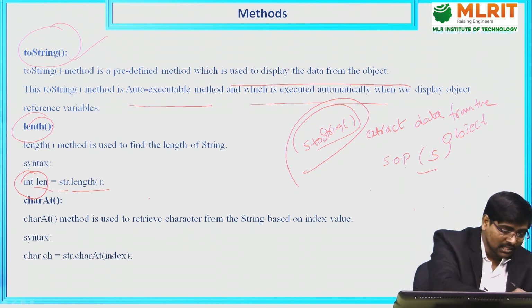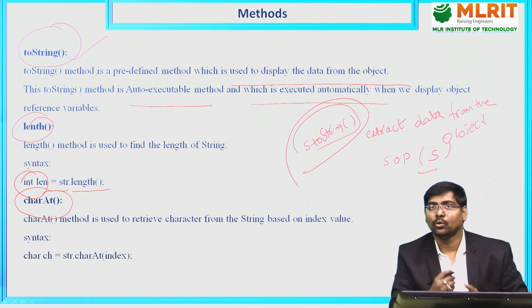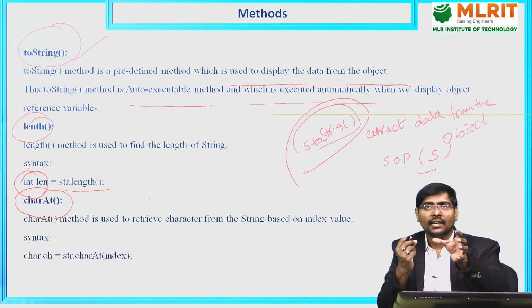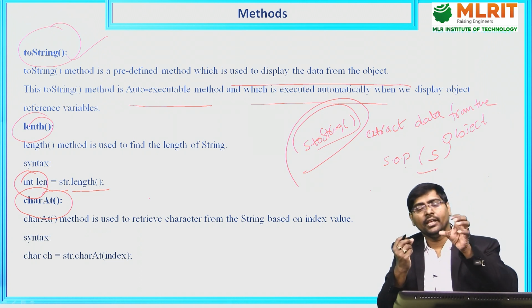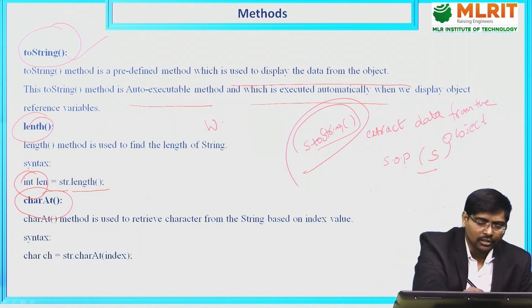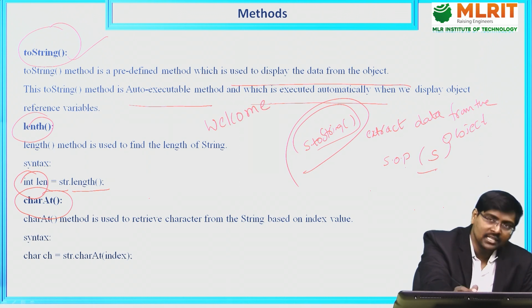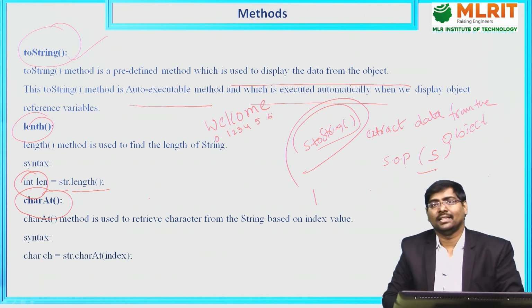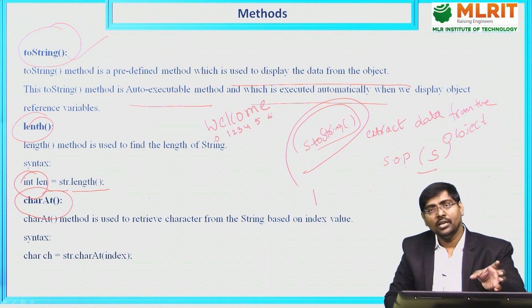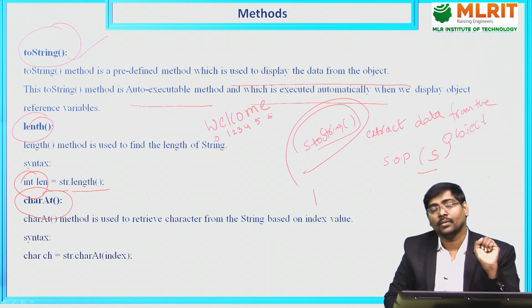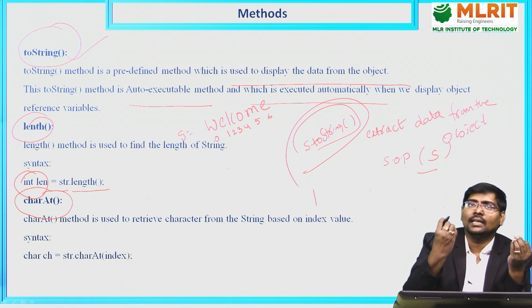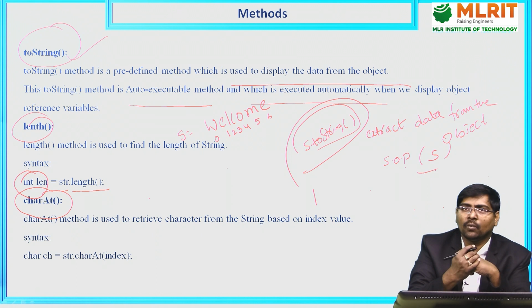Now, this method plays a very crucial role. Why? I already said the characters in the string are arranged in sequential order. Assume my string is welcome. How is it stored? 0, 1, 2, 3, 4, 5, 6 like this. Clear? My string is stored in this fashion. Suppose this is assigned to s, and I want to access a character at position number 1.